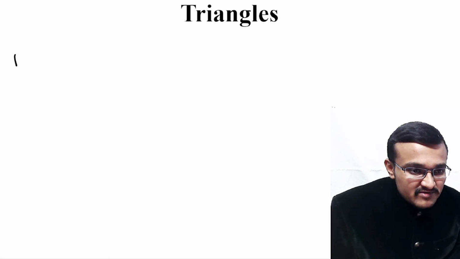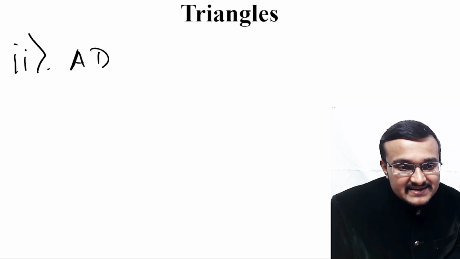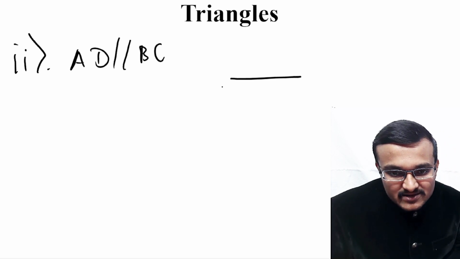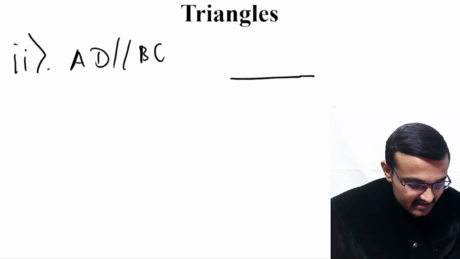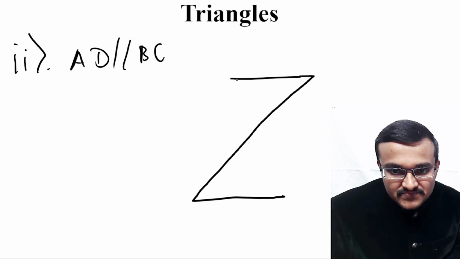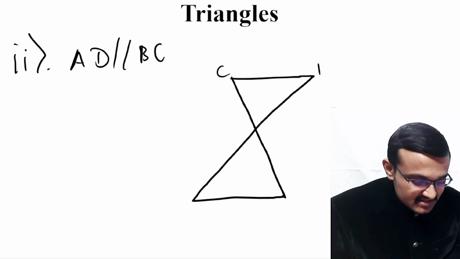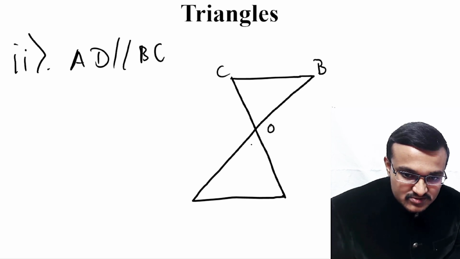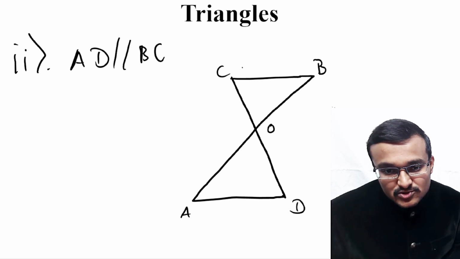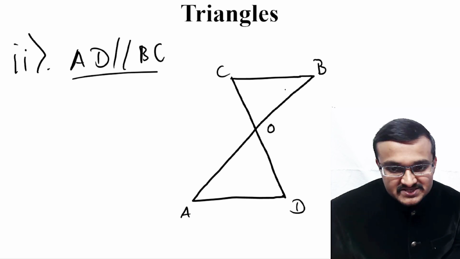In the same example one, you have a second part also. Here you have to prove AD is parallel to BC. So now I'll write the diagram one more time. We had a diagram something like this. Here this is CB, this is O, this is A. So I have written this figure one more time. Here we have to prove AD is parallel to BC.